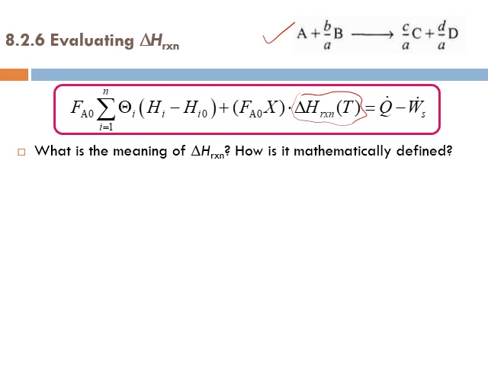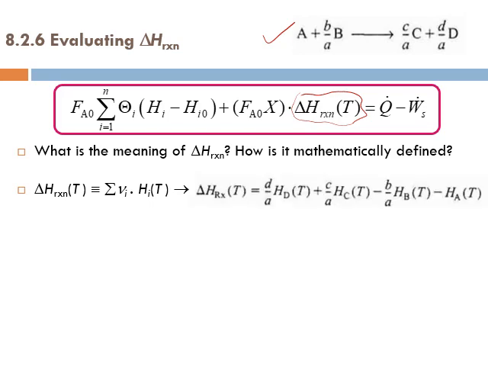And how is it mathematically defined? Well, it's mathematically defined this way, which you are familiar with, right? Delta H reaction, summation of nu i H i. So basically, you are saying the enthalpy of the product minus the enthalpy of the reactant, each multiplied by the stoichiometric coefficient. For the given reaction here, you can write the delta H reaction at temperature T equals d over a H_D at T plus c over a H_C at T minus b over a times H_B at T minus H_A at T.